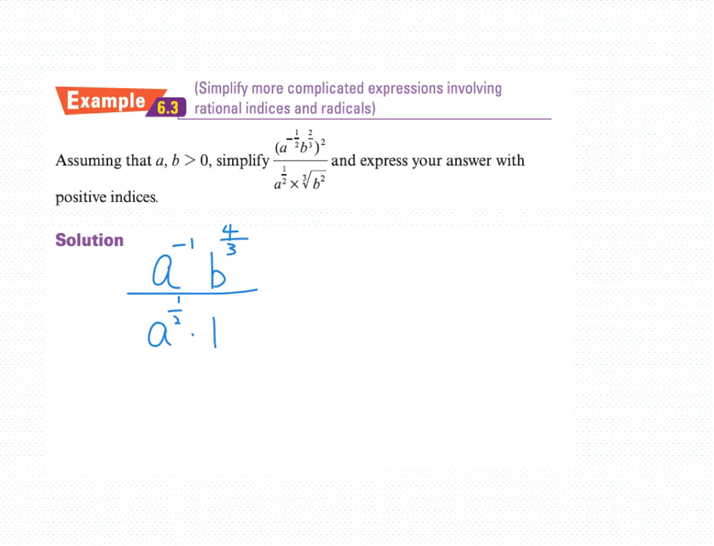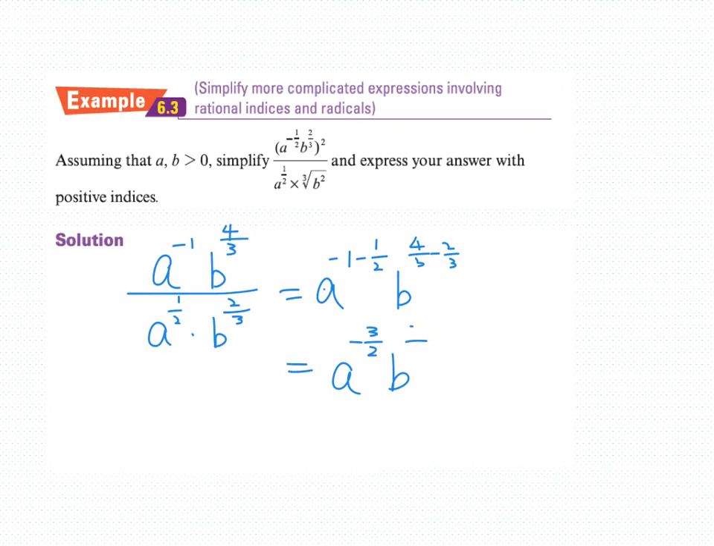For the cube root is 2 over 3. And then for division, you need to minus the index. And this one is 4 over 3 minus 2 over 3, equal to a to the power negative 3 over 2 and b to the power 2 over 3. And finally, you need to express the answer with a positive index. That means for the negative index, you need to change to a reciprocal. 3 over 2. Okay.